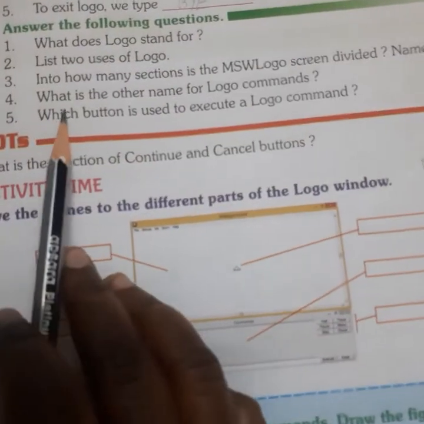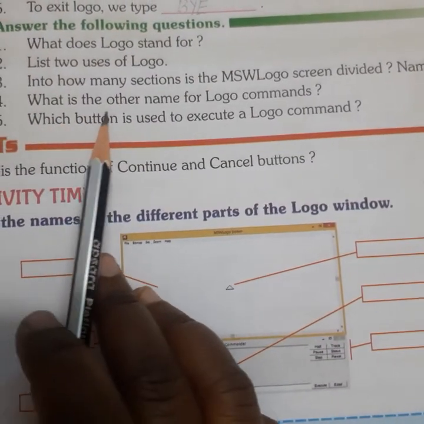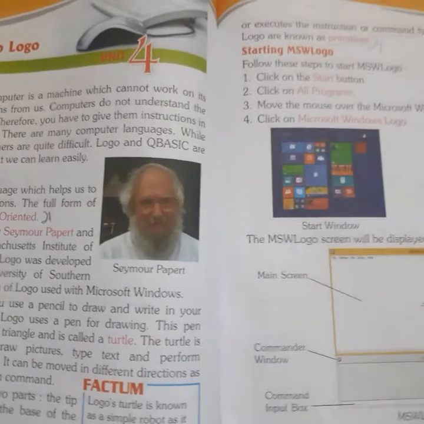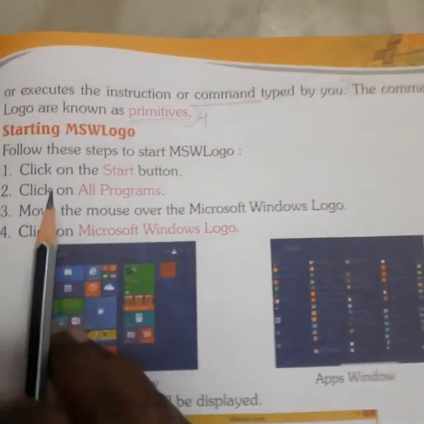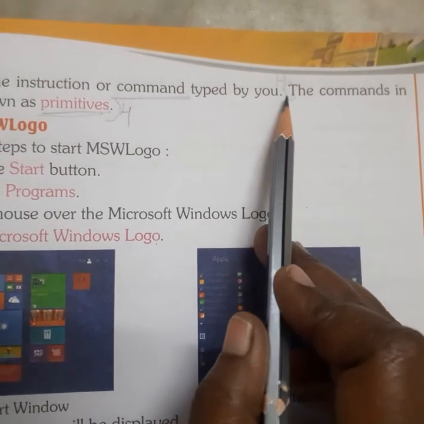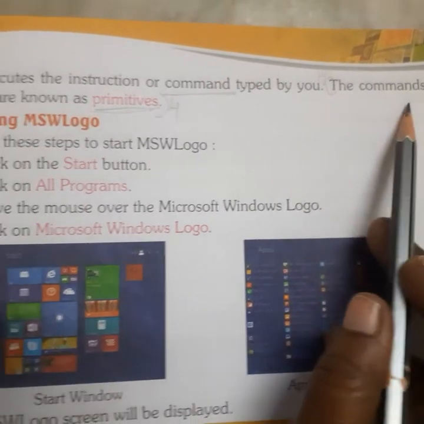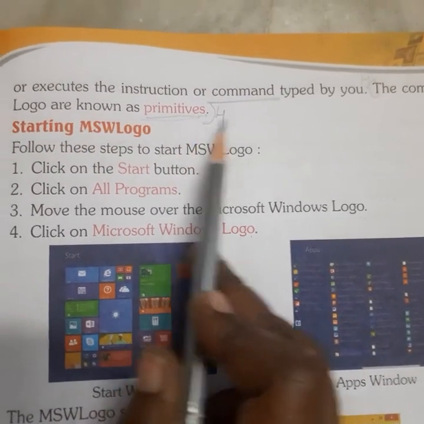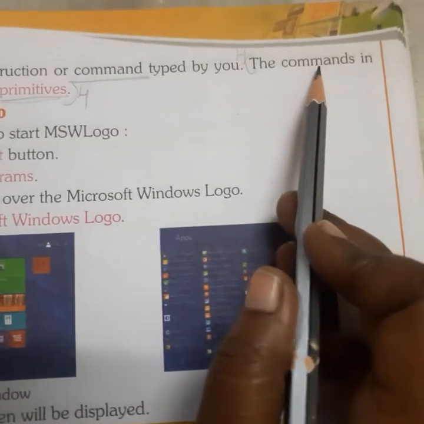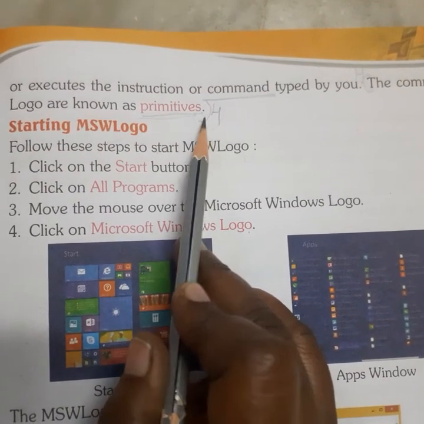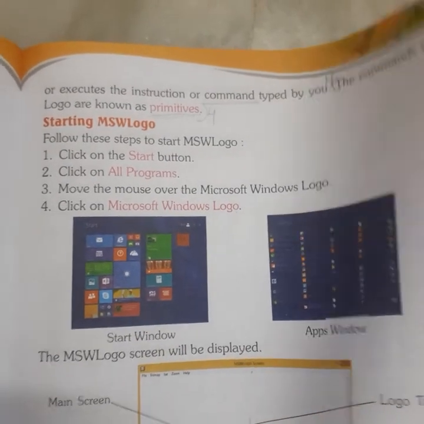Next, what is the fourth question, children? What is the other name for Logo commands? For this question, children, see page number 33, page number 33, first line. See here, the commands in Logo are known as primitives. So this is the fourth question's answer.